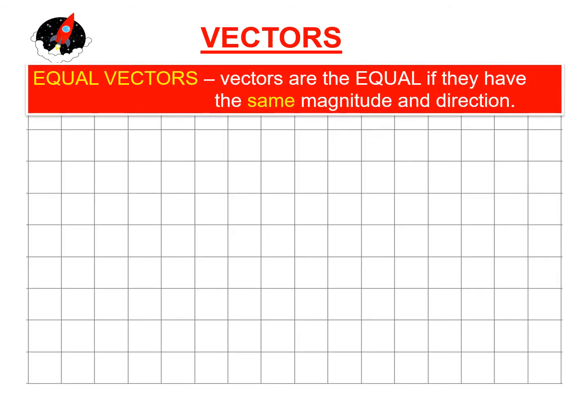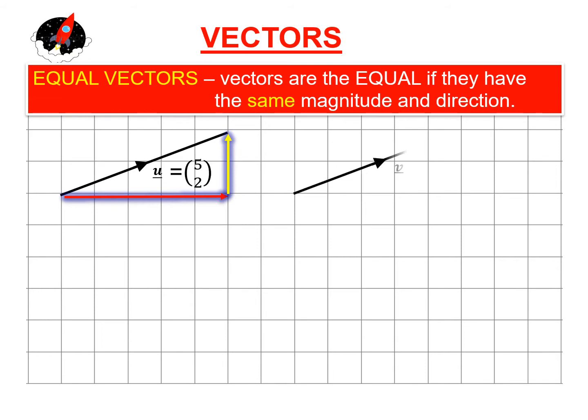We looked at equal vectors, and basically we have equal vectors if the vectors are the same length and going in the same direction. So here we've got a vector u. We can see that goes along to the right 5 and up 2. We've got a vector v, which also goes along to the right 5 and up 2, so therefore vector u equals vector v.